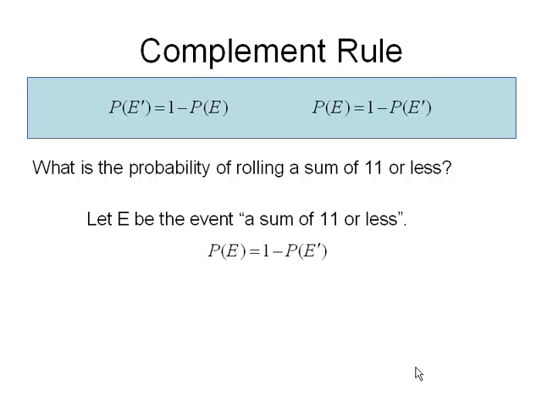The complement of E, in other words, the complement of a sum of 11 or less, is just rolling a 12. And there's only one way to roll a 12. That's by getting boxcars or 2 6s. So that means this is going to be equal to 1 minus 1/36, which when I work that out becomes 35/36.